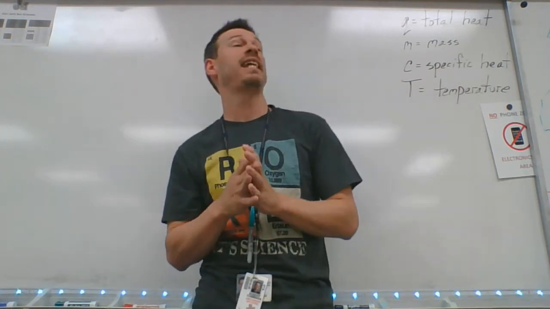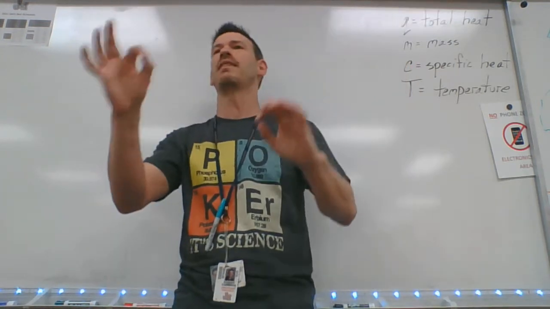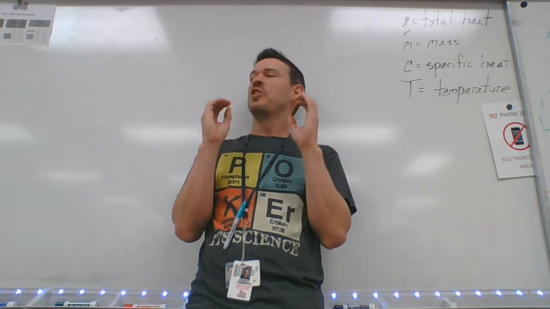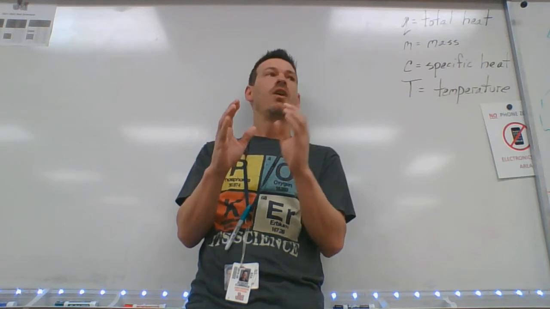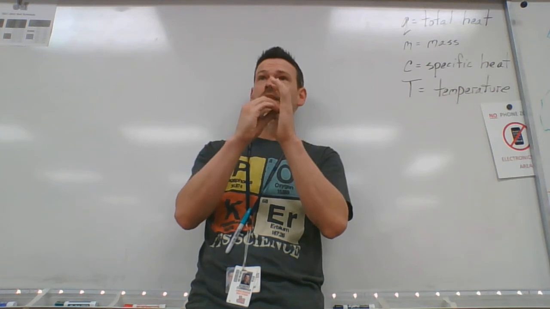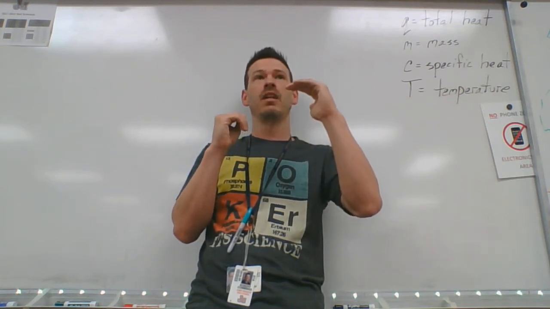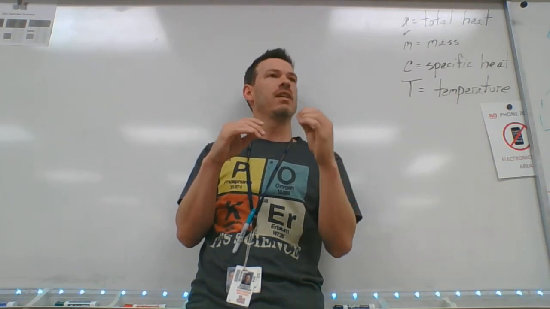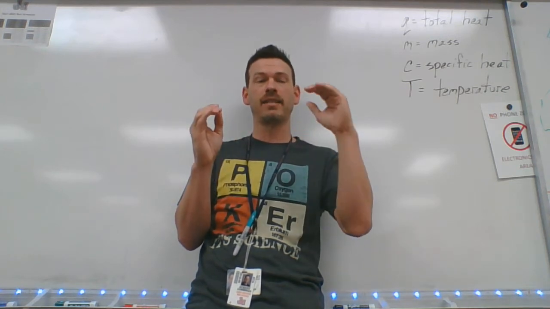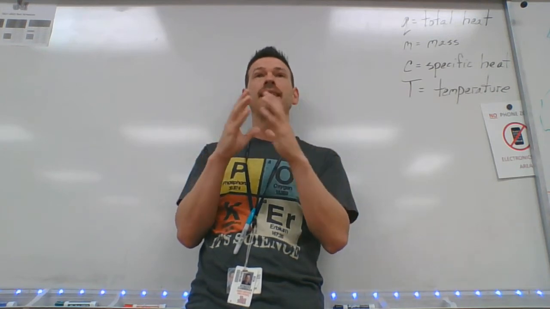C stands for specific heat, and I want y'all to understand what this means. You don't have to write down this definition because it's on your slide, so just focus in. I just want your brain to absorb what this is. The specific heat of a substance describes how much energy has to be put into that substance to make its temperature raise 1 degree Celsius. Listen again. The specific heat of a substance is how much energy you have to put into that substance to make its temperature raise 1 degree Celsius.